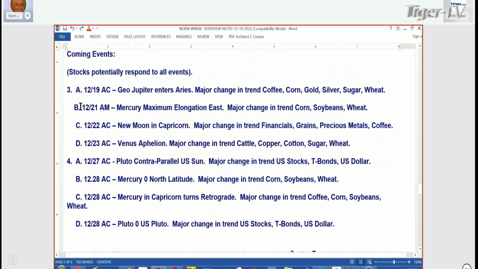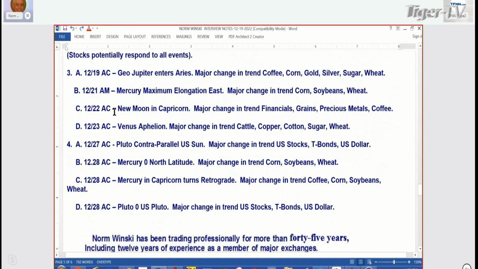Then we have a Mercury event. Anytime we have Mercury, that's the grains. That'll be the morning of the 21st, 2 days from now, and you want to take a look at your corn, soybeans, and wheat then. And then the following night, the night of the 22nd, it'll be a new moon in Capricorn. So that'll be your financials, grains, precious metals, coffee.